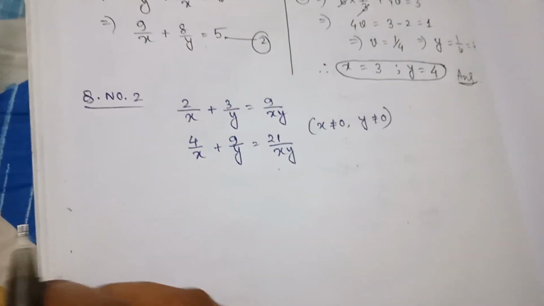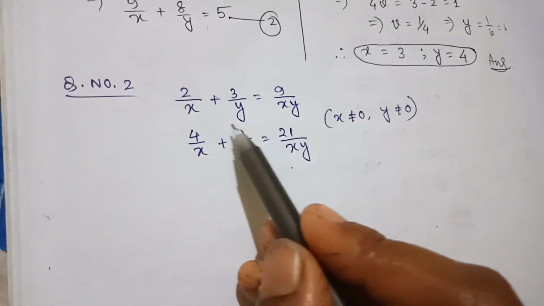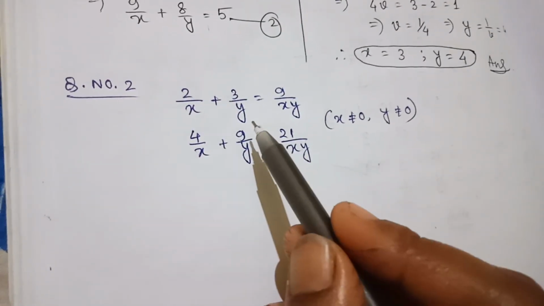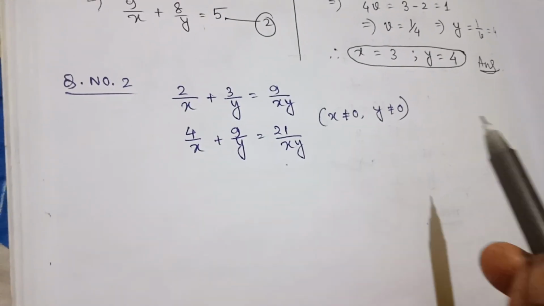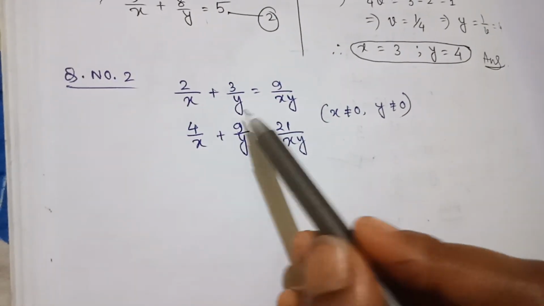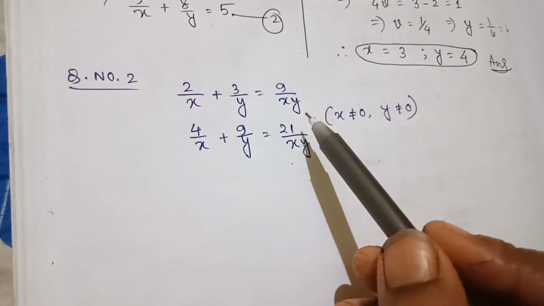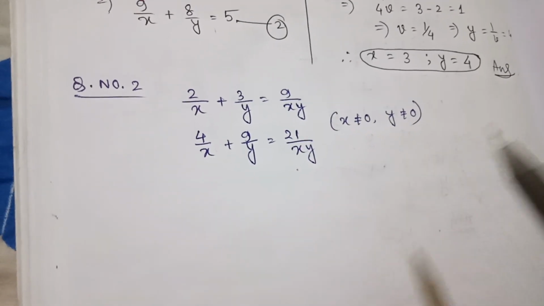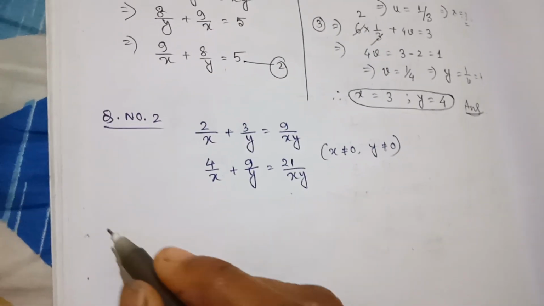Now question number 2. Look at this question's type. In this question, x, y, and xy terms are all in the denominator. So how will we solve these equations?